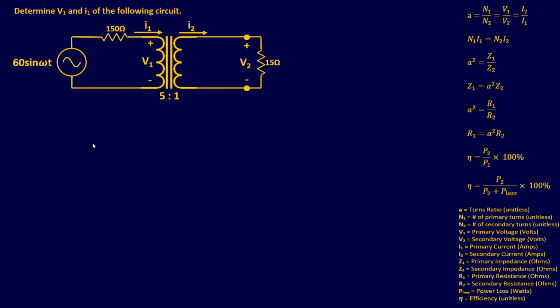That way you get an idea of how we're going to manipulate the circuit based on which point of view you're looking at. All right, so for this one, we want to determine V1 and current 1, which is both primary side voltage and current for the following circuit. So we want to know this guy right here, and we want to know this guy.